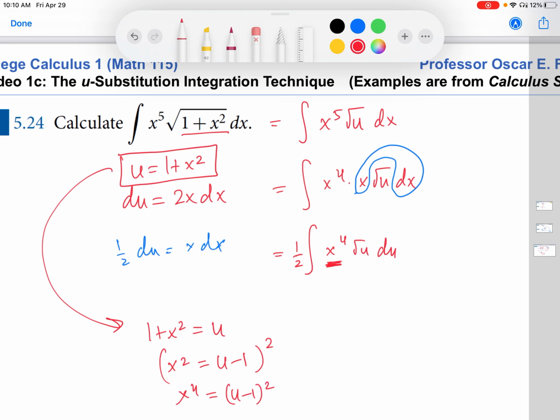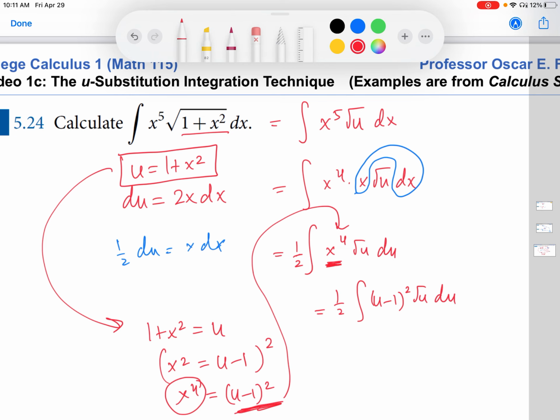Again, you might be thinking, I didn't know you could do that. And again, that's the point of watching this video and me making it. So I now can take x to the fourth, which is literally u minus 1 squared, and substitute that in here. So 1/2 u minus 1 squared, square root of u, du. And voila, you have taken the original integral written only in terms of x and written it now only in terms of u. So you are making progress in your u-substitution technique.